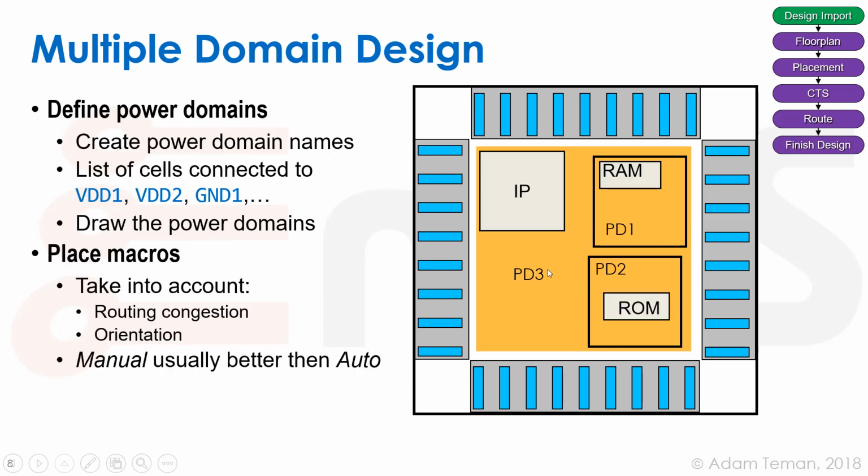Then we have to place macros. We have to remember that, say, this RAM sits in power domain 1, we better put it in the area where power domain 1 is, and same with this ROM in power domain 2. This IP would be in power domain 3, so let's make sure we place it there. We have to really take into account things such as routing congestion and orientation. Usually it's best to do this manually rather than auto. Okay, and finally we have to place switches. Sometimes we'll have these power gating switches, which I'll discuss in a minute, so we should put them around our power domains that may have retention.